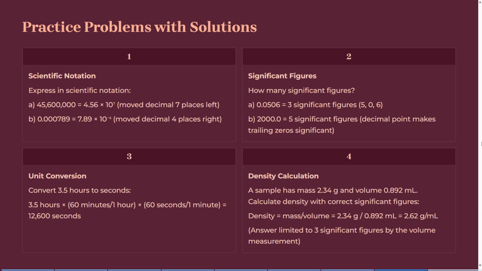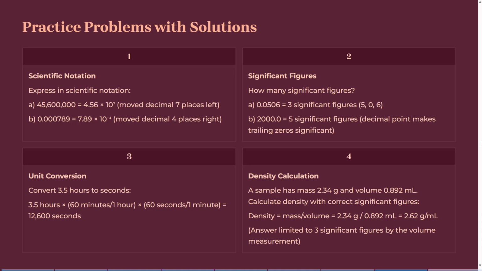Convert 3.5 hours to seconds using dimensional analysis. 3.5 hours times 60 minutes over 1 hour times 60 seconds over 1 minute. That will be the result, 12,600 seconds. The beauty of dimensional analysis is that it prevents unit errors. If your units don't cancel properly, you know you have made a mistake.